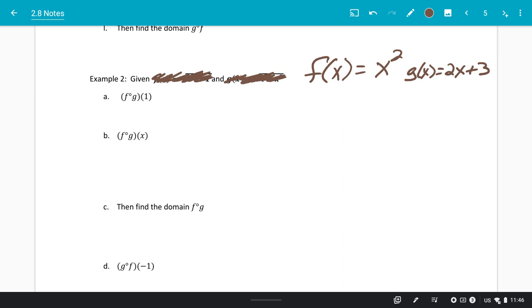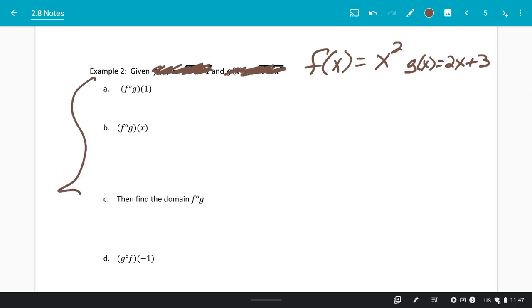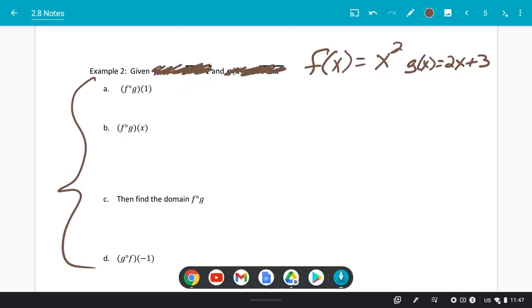Got those two functions? I would like you to find all four of these, A, B, C, D, given those two functions, please.